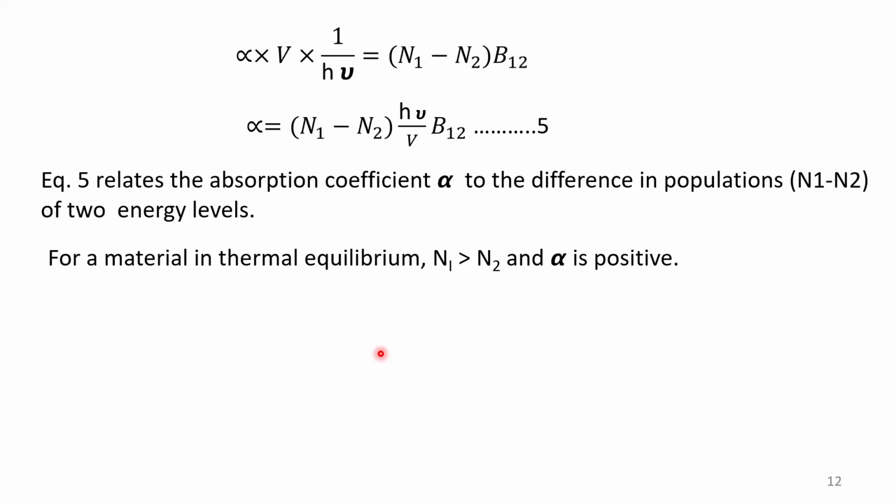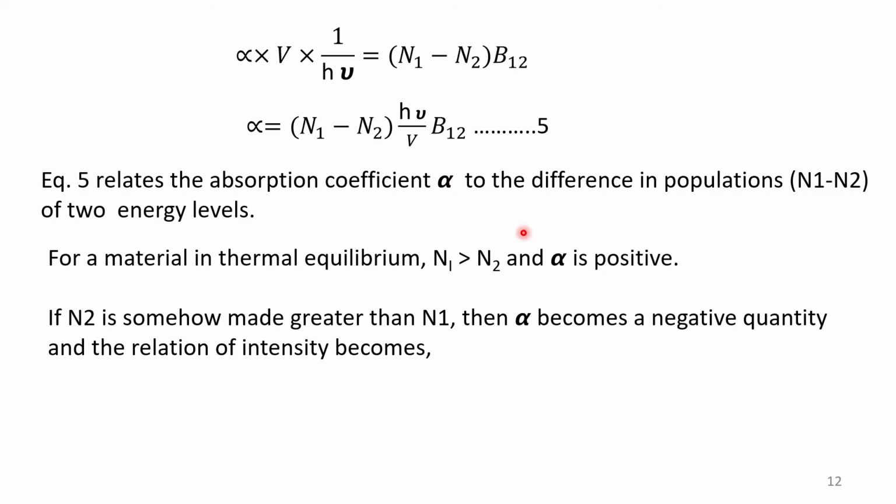For a material in thermal equilibrium, we have already studied the condition of thermal equilibrium. Then for a material in thermal equilibrium, N1 is greater than N2 and alpha is positive here. That is, alpha is positive if N1 is greater than N2. But if N2 is somehow made greater than N1, then alpha becomes a negative quantity and the relation of the intensity becomes here.